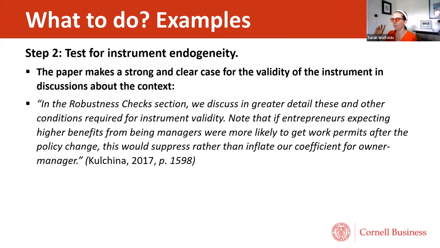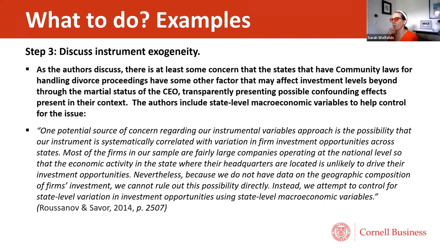So if the potential bias goes this way, this is the effect it would have on our coefficients. Similarly, this paper is discussing instrument exogeneity. So the authors say, so this is Management Science. We did Management Science and SMJ for these replications.